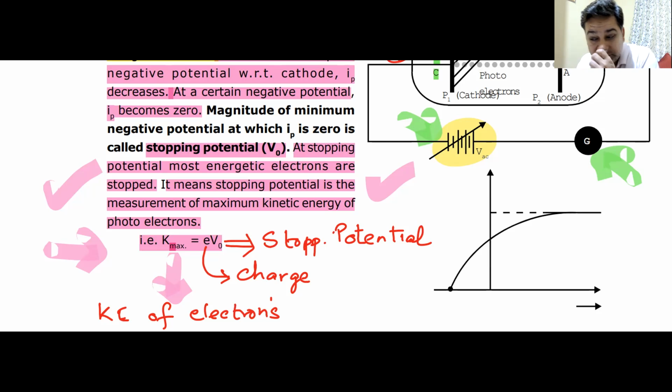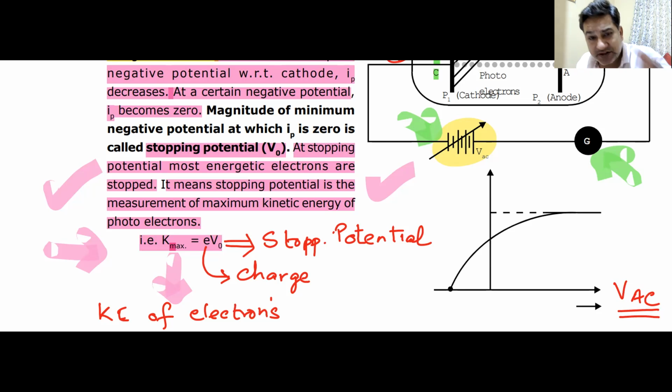Tell me, what is plotted on the x-axis, and what is plotted on the y-axis? I don't have the entire time in the universe, I have to move on. Kinetic energy of electrons? No, that is not plotted. I have VAC, the potential difference between A and C. That is plotted on the x-axis.